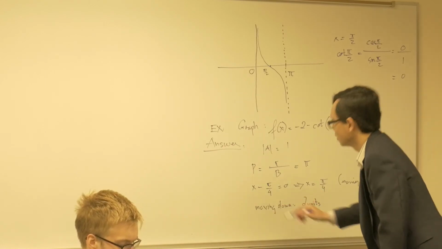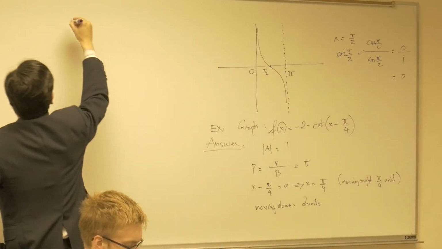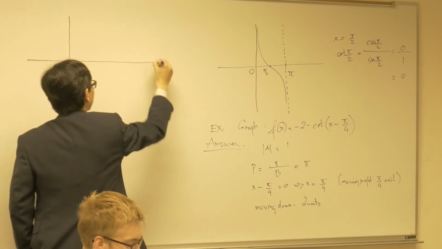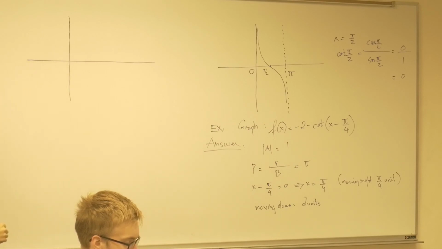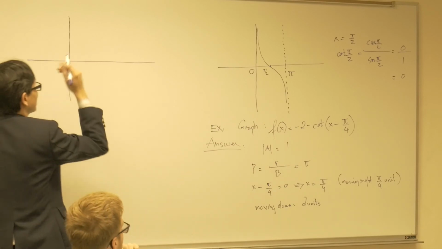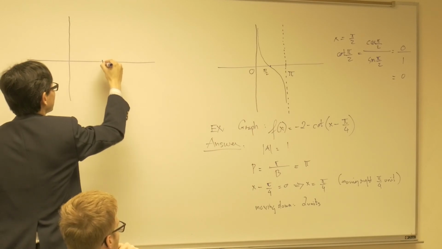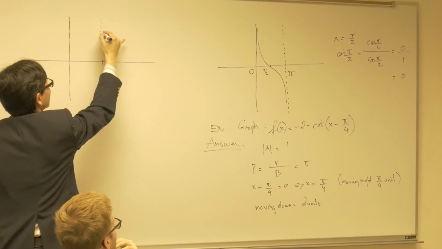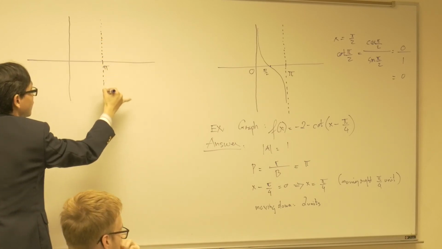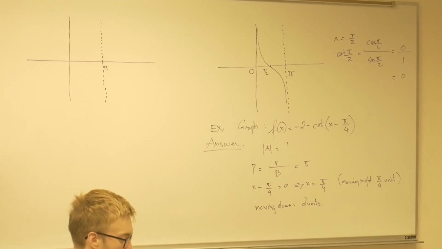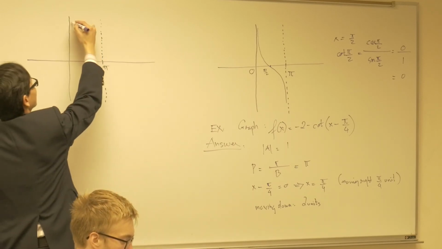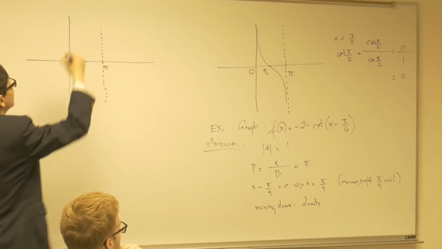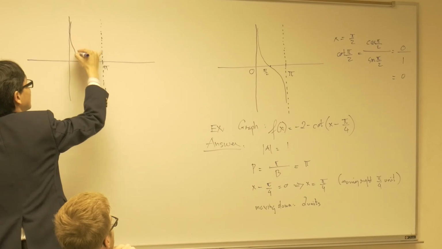All right. Let's start with our parent function. The period is still pi, which is good. So let's do it like this. Asymptote over here. And we're going to have something like this. So halfway will be pi over 2. And we can have a curve that looks like this.